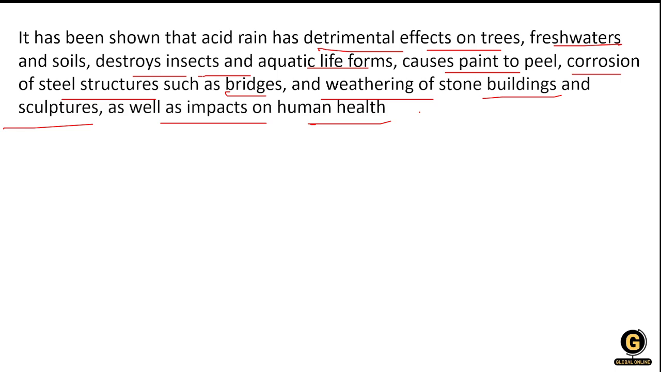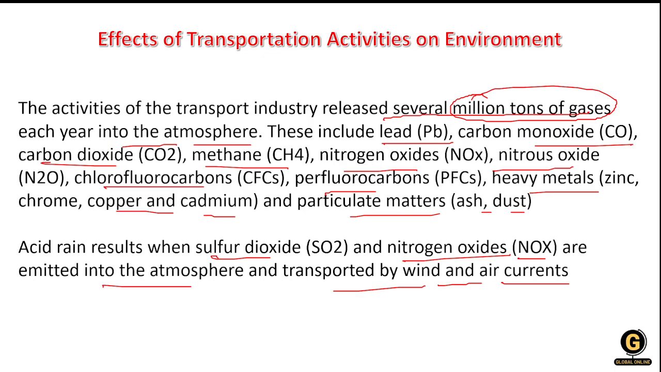And acid rain is happening because sulfur dioxide and nitrogen oxide are emitted into the atmosphere, clear, and transported by wind and air currents.